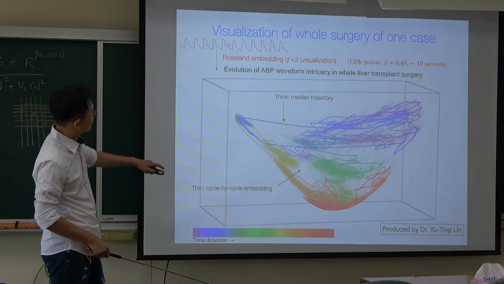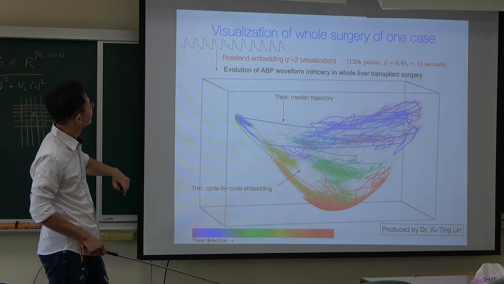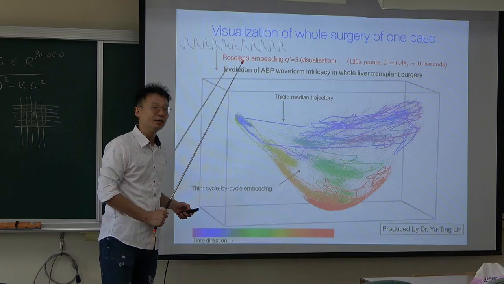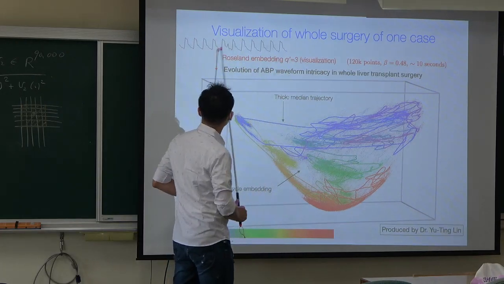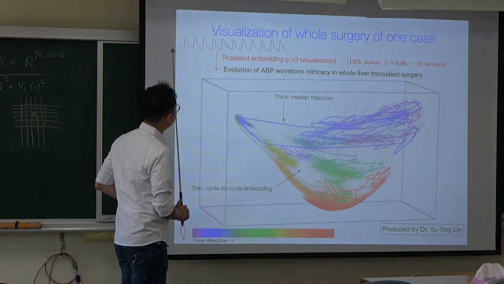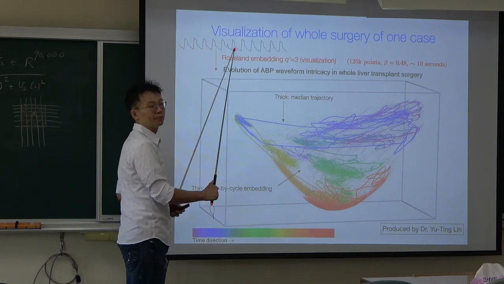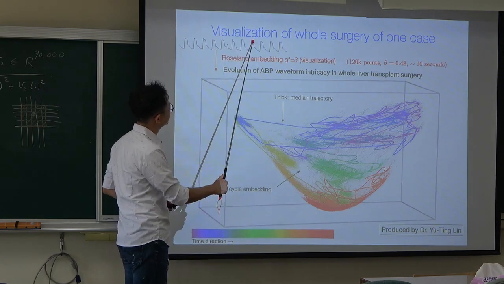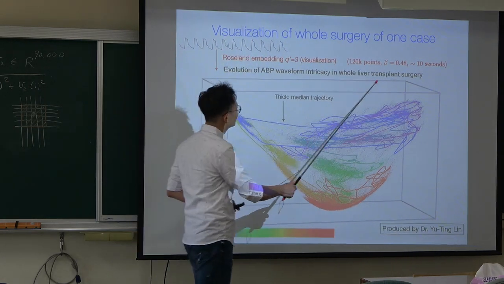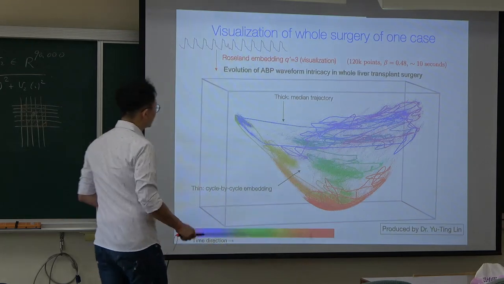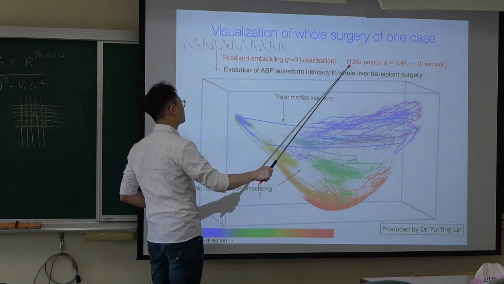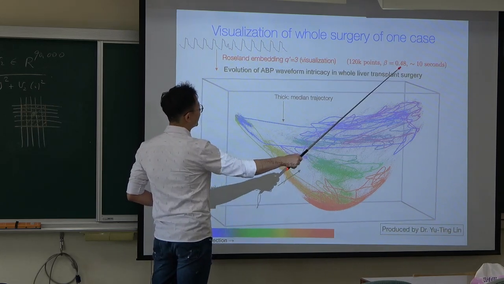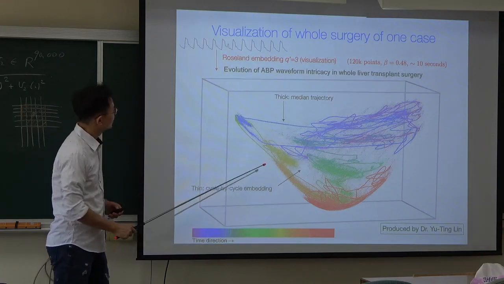Okay, this is the final result. Okay, this is something we will talk about in detail later. And this is the arterial blood pressure signal. Okay, and we try to visualize this arterial blood pressure signal over 10 hours. This is a surgery lasting for 10 hours. Actually, this is a whole liver transplant surgery. And in total, you get 120,000 points, and with beta 0.48, you just need about 10 seconds to get the embedding.